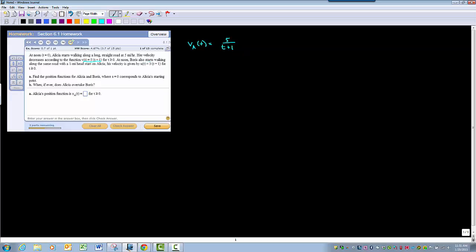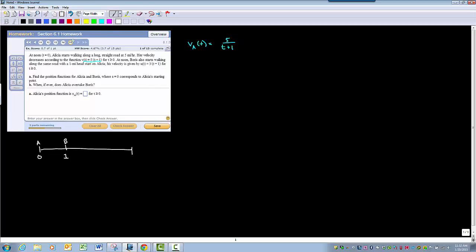Boris, he starts walking, but he's a little bit further ahead. He's a mile down the road. So if you think about the road, here's this stretch of road. Alicia starts here at the beginning at 0. It doesn't matter whether you put Alicia at 0 or not as far as the solution of the problem is concerned, but we're assuming that she's starting at the beginning of the road. Boris is starting 1 mile down, so 1 mile ahead.